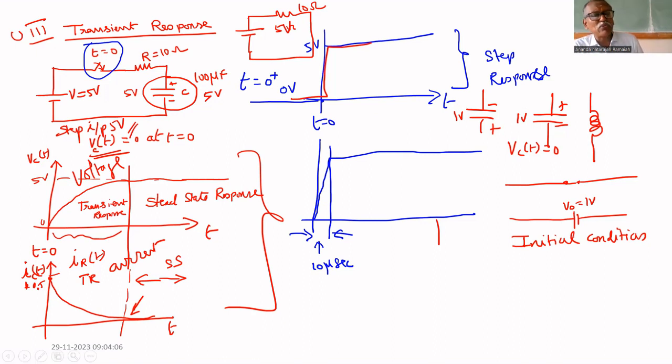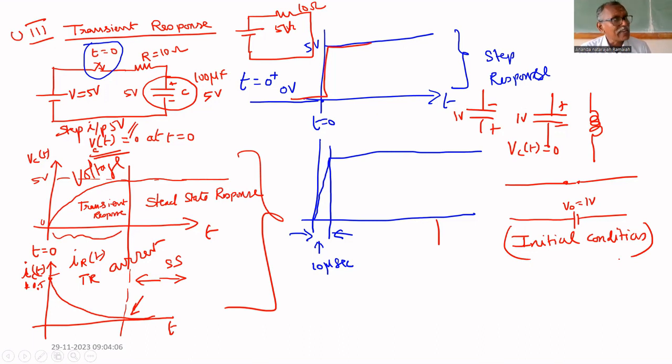The capacitor may have some voltage initially, meaning the initial condition of the capacitor is 1 volt. The top side may be positive or the top side may be negative. Polarity may be different. So that is called initial condition.